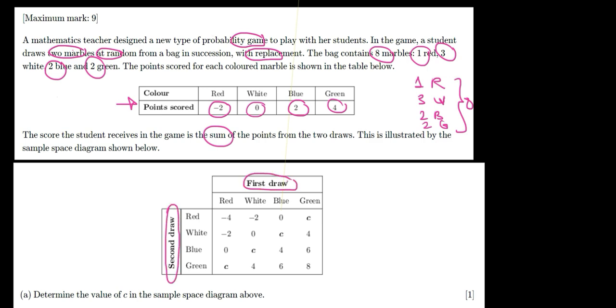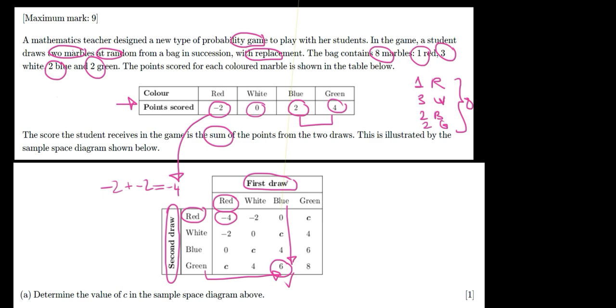So imagine that we draw red and red on both of them. The outcome is going to be -4. Why is that? Because that would essentially be -2 plus -2, which is -4. So that works. Let's check another one. This one, for instance, blue and green. What do we get there? Well, blue is 2, green is 4, 2 plus 4 is 6. So yes, we have a 6. So basically the sample space diagram already did all this work for us.